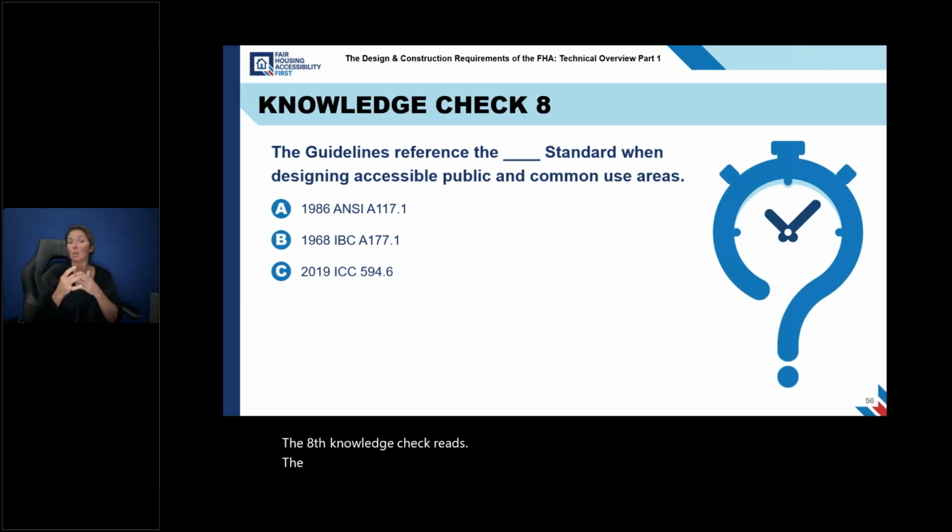The 8th knowledge check reads: the guidelines reference the blank standard when designing accessible public and common use areas. The first option, 1986 ANSI A117.1. Second option, 1968 IBC A177.1. And the third option, 2019 ICC 594.6. So we'll go ahead and launch this poll.